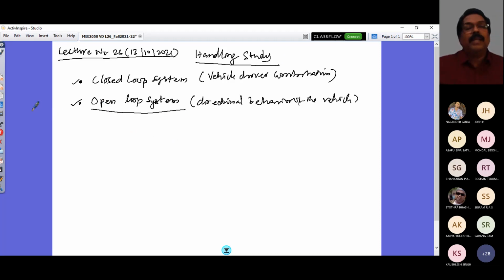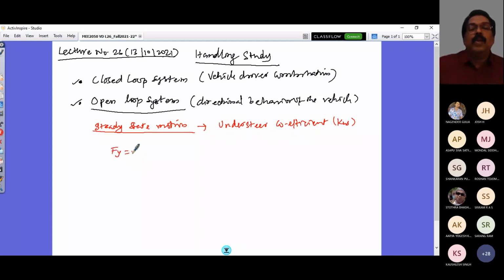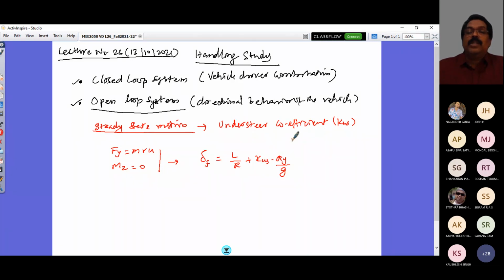The open loop system that we looked at so far is steady state motion. We have derived a parameter called the understeer coefficient, KUS. And you know the fundamental governing equations of steady state motion: Fy is equal to MRU, or sum of moments is equal to 0. And from this, what did you get is a fundamental governing equation representing delta F is equal to L by R plus KUS into AY by G. AY by G, right? So here this KUS is the understeer coefficient. So this is the governing equation.